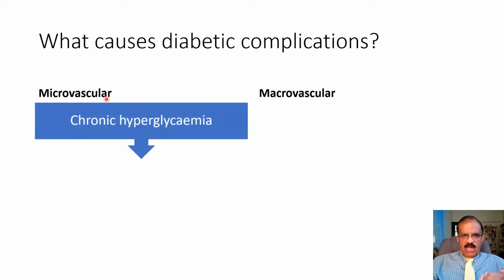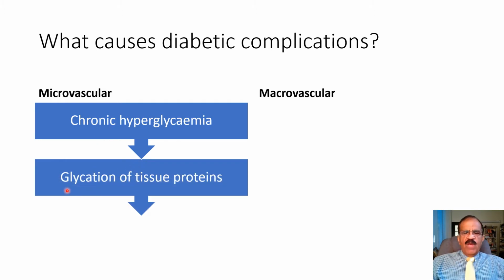Microvascular complications, of which I'm going to show you the three groups, are the effect of chronic hyperglycemia. What is the importance? It justifies that we have to focus on the management of chronic hyperglycemia. Hyperglycemia has to be managed on a long-term basis if we really want to prevent these microvascular complications. Whenever there is chronic hyperglycemia, depending upon its degree and duration, there will be glycation of tissue proteins.